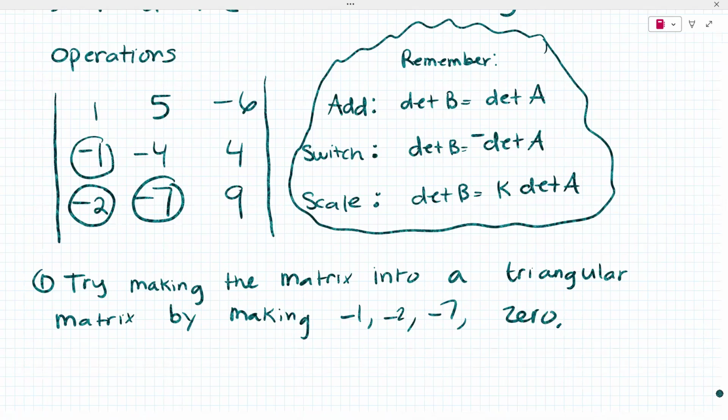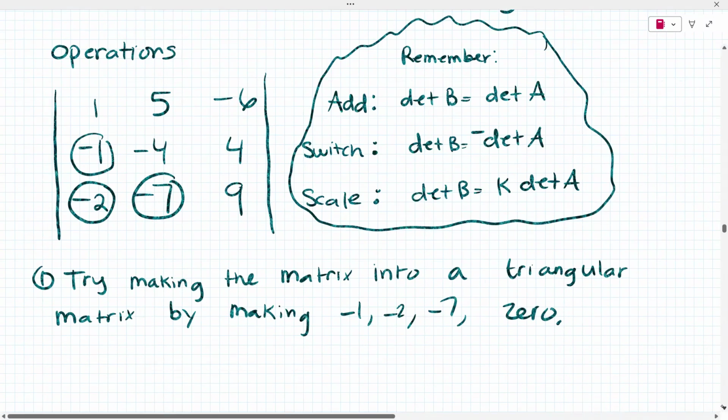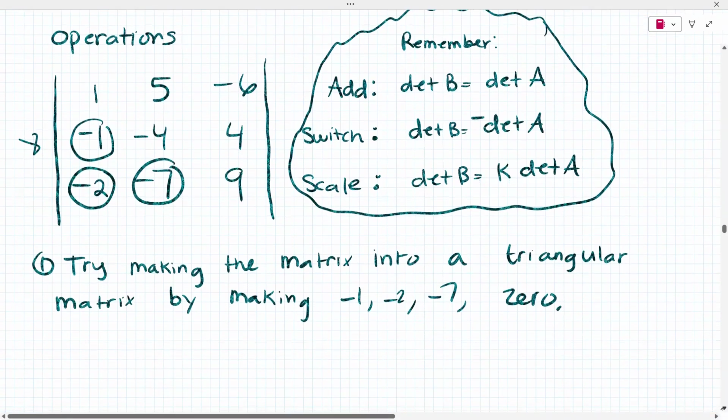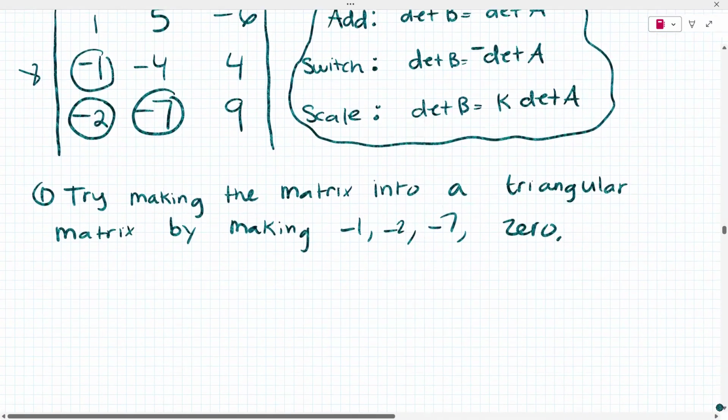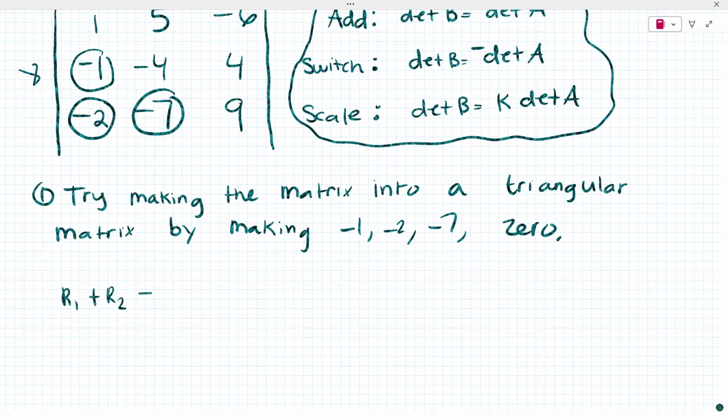Right? Try making -1, -2, -7, 0. So let's see here. Let's start with this -1. Let's try to make that 0. So that means what we would have to do is row 1 plus row 2, and that will give us your new row 2.